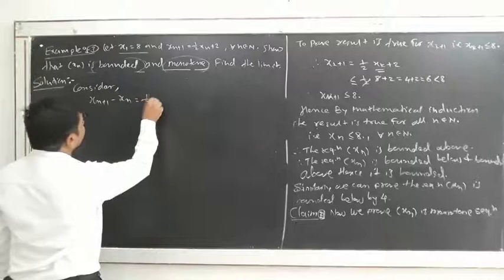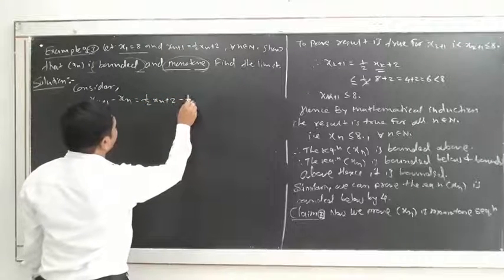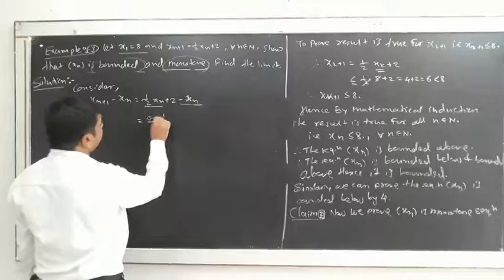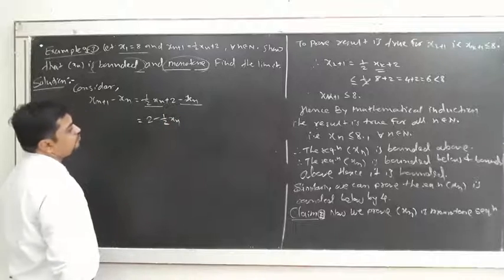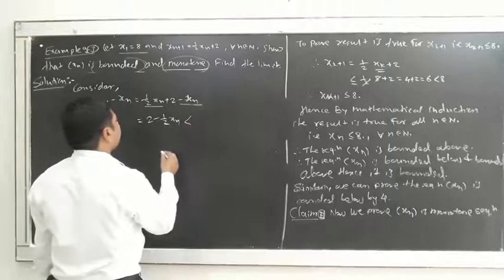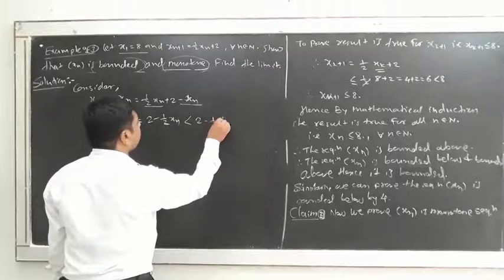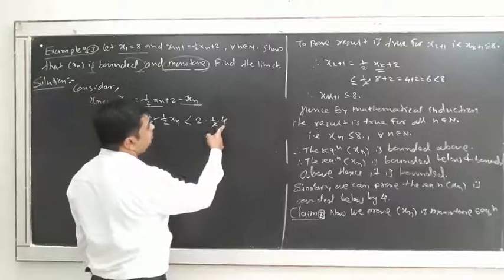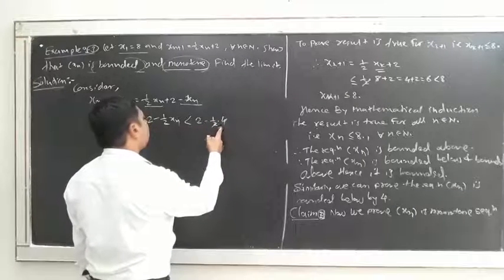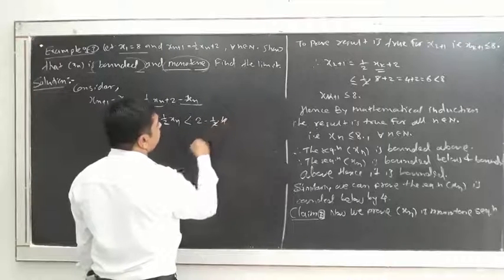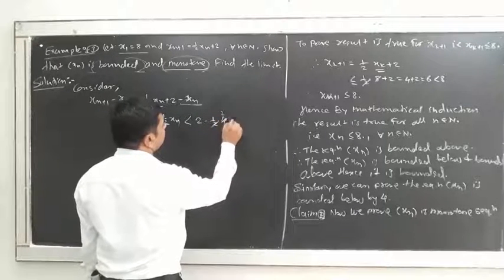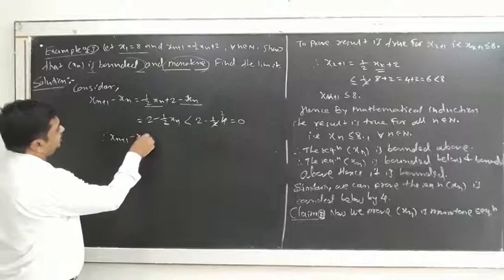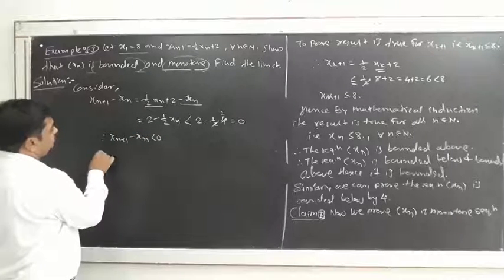It is equal to 1 upon 2 xn plus 2 minus xn, and it is equal to, doing the calculation, 2 minus 1 upon 2 xn. If you write this, it is less than 2 minus 1 upon 2 into 4, because xn is bounded below by 4, therefore we have written this. And this should be 2 minus 2, therefore it is equal to 0. Therefore xn plus 1 minus xn is less than or equal to 0.